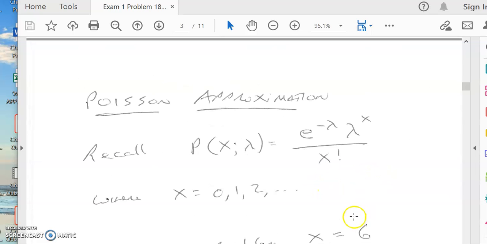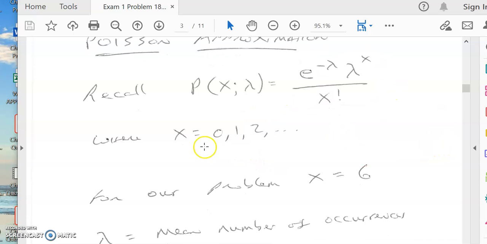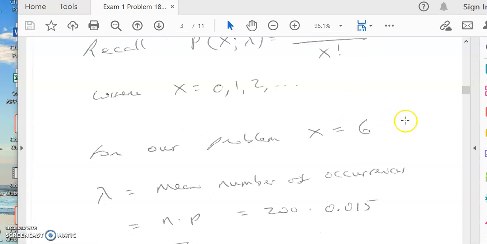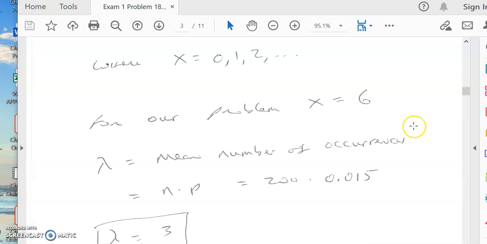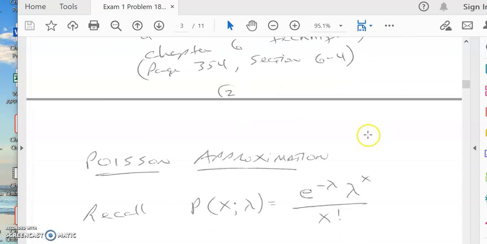Okay, so the Poisson approximation. Here's our formula: the probability of a particular value x, given a particular value of lambda. X is equal to 0 or 1 or 2 or what have you. For our problem, x is equal to 6. Oh, and by the way, I believe I did mention where to go: page 293 of the textbook.